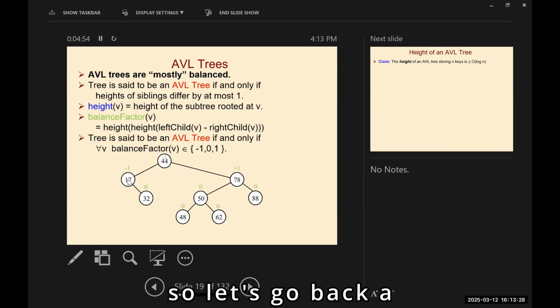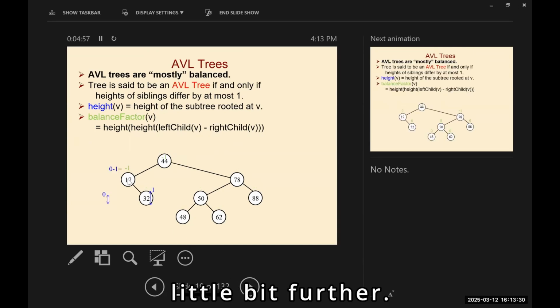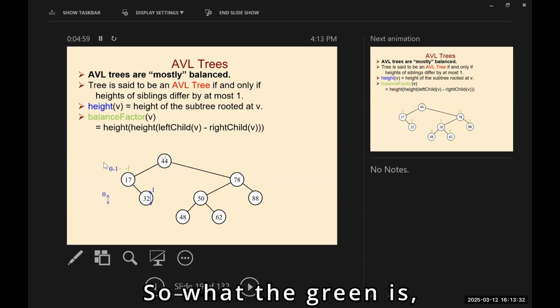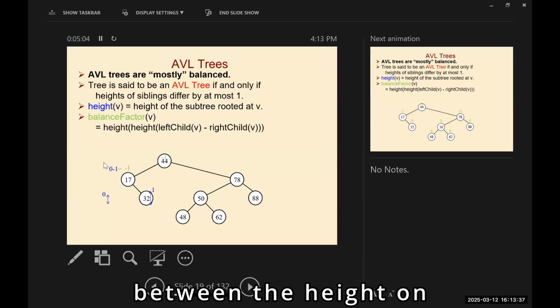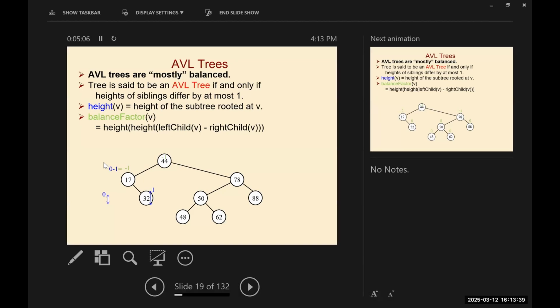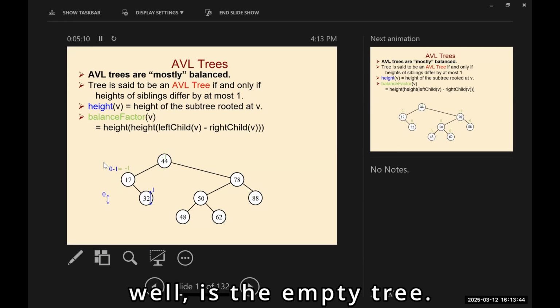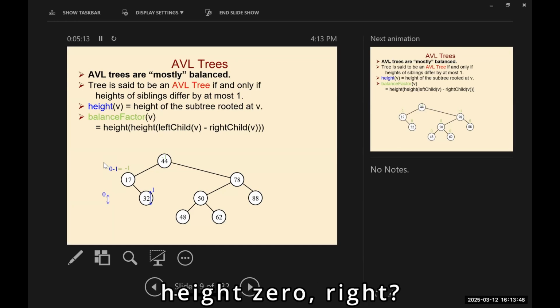All right, so let's go back a little bit further. What the green is, we label each node with the difference between the height on the left and the height on the right. The height on the left is the empty tree, so let's call that height 0. And the height on the right, which is the 32, has height 1. So 0 minus 1 is minus 1. Right, the difference.